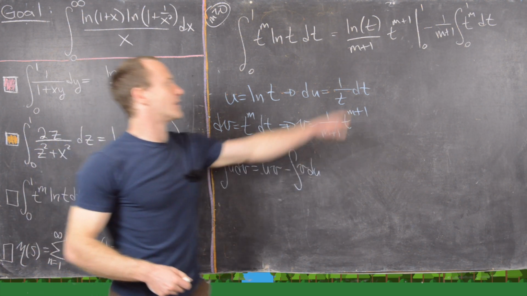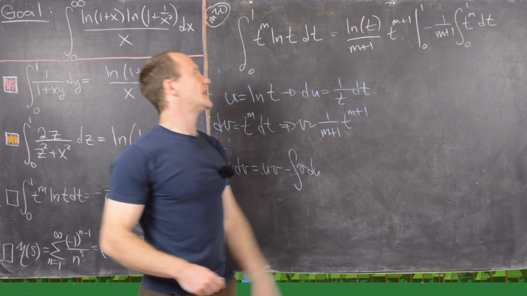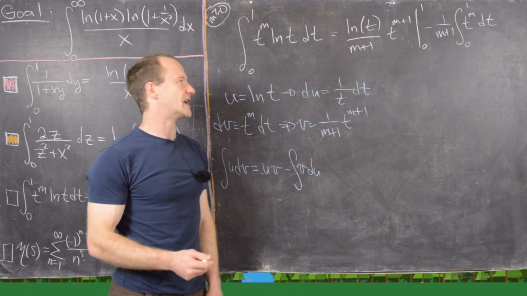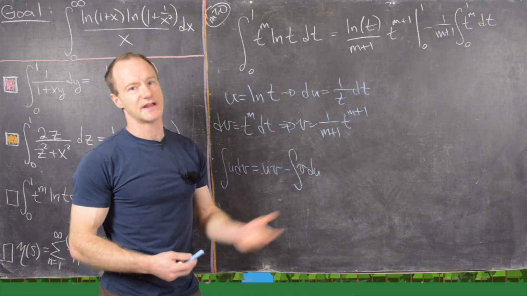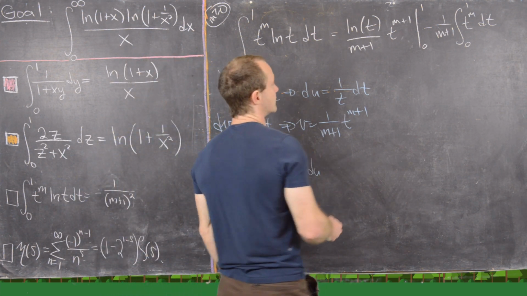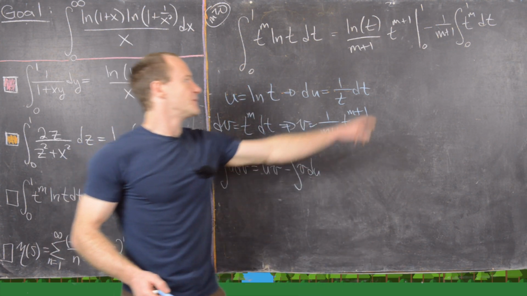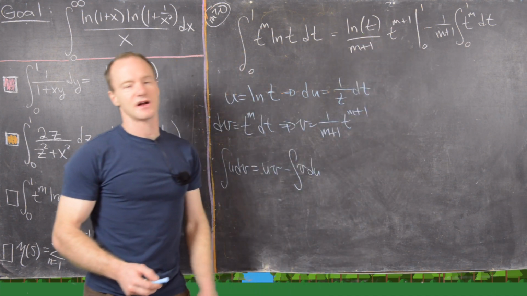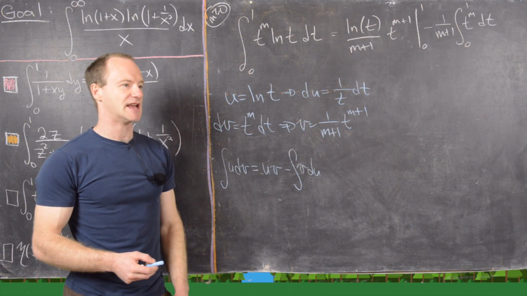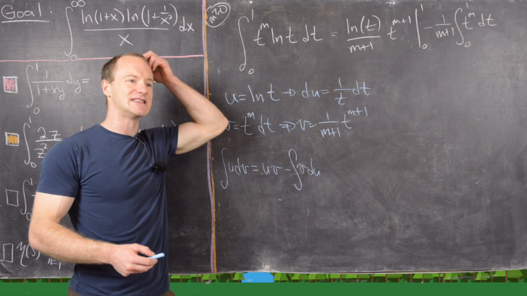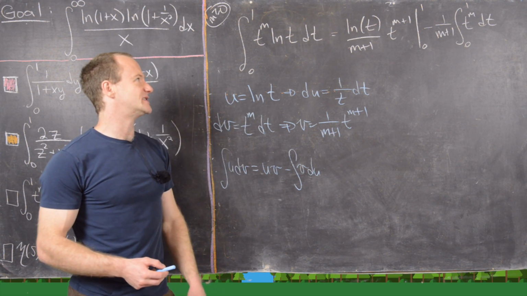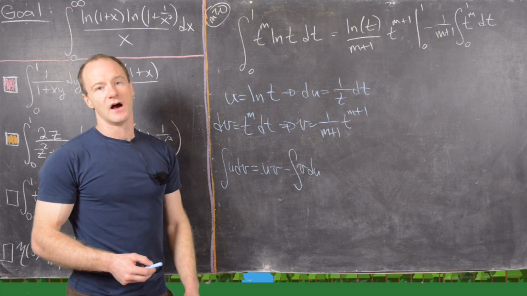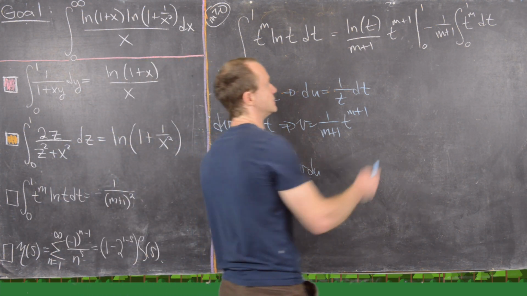Okay, good. Now notice if we plug 1 into here, we get 0 because natural log of 1 is 0. If we plug 0 into here, we also get 0 because obviously t to the m plus 1 at 0 is 0. And you might say, well, if you plug 0 into the natural log of t, that's actually tending towards negative infinity. But it's an easy L'Hopital's rule problem to check that the limit as t approaches 0 is in fact 0 in this case. So I won't do that.